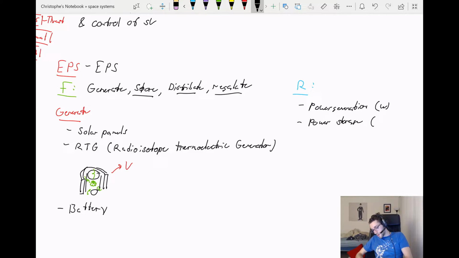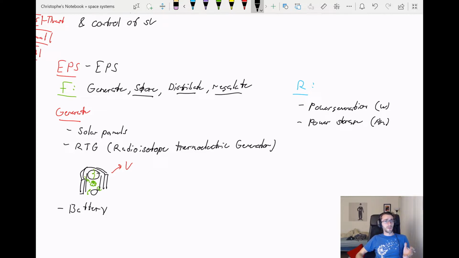So that would go into amp hours. And the reason why you might want to have power storage requirements is if you're orbiting the Earth and you have very limited power generation, and you're in the shadow of the Earth, and so let's say you're using solar panels and you're in the shadow of the Earth for a certain amount of time in your orbit.